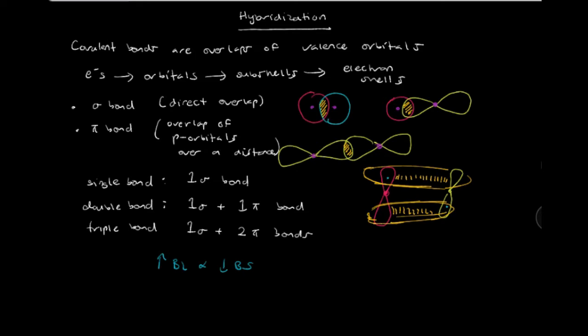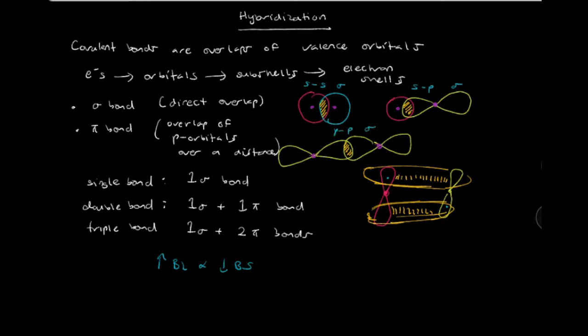Now, however, when we're looking at overlaps between different orbitals, we can have a single bond anytime we have a sigma bond. So this is basically an S to S sigma. This would be an S to P sigma. This would be a P to P sigma.